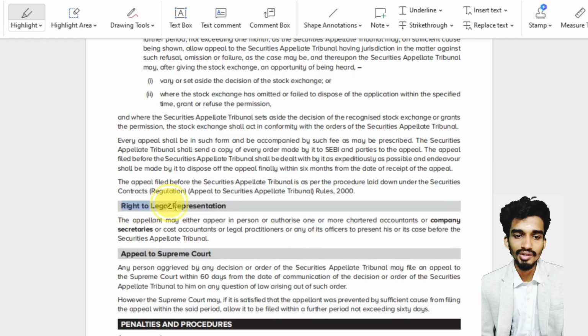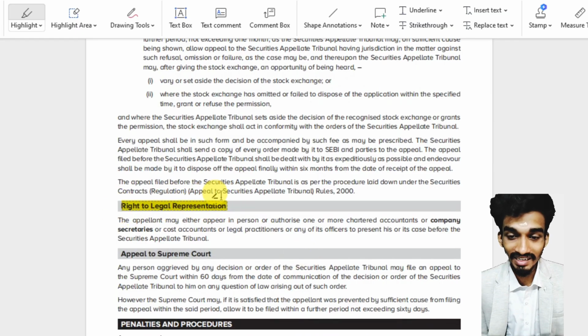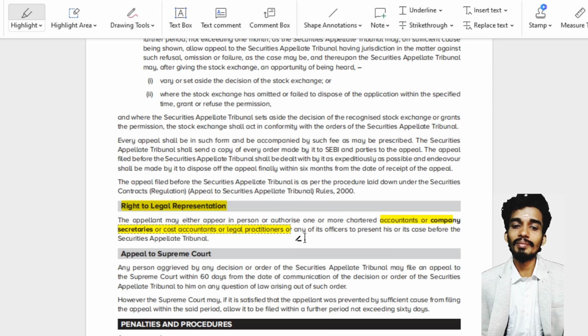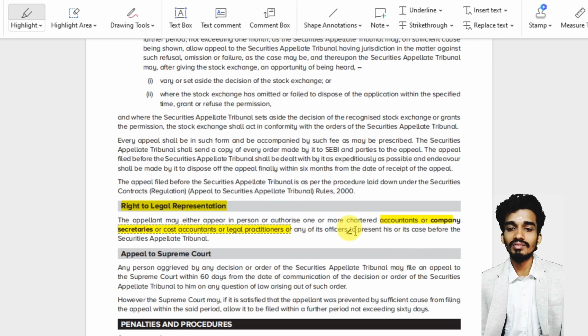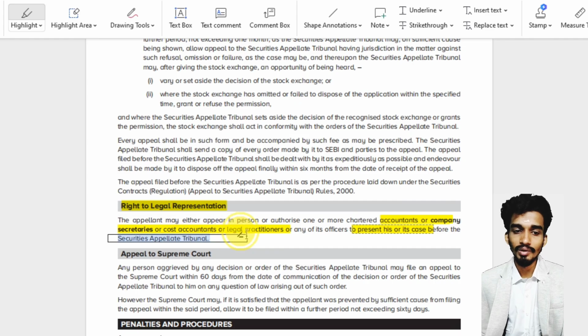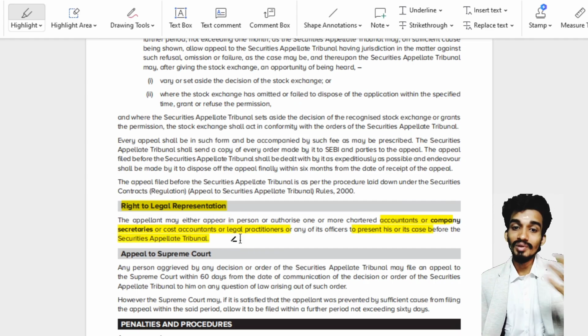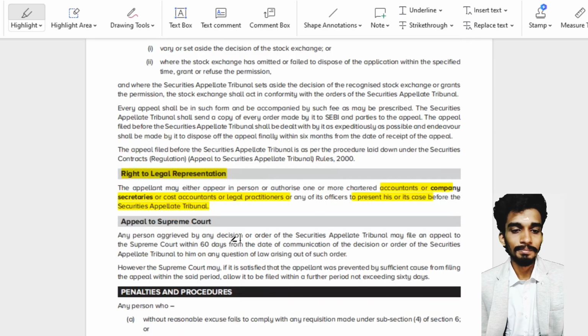Right of legal representation. This is where we company secretaries have been given recognition. We company secretaries can legally represent in any legal matters. So CA, CS, CWA, or legal practitioners can present their case before the SAT. In SAT, we have been given legal recognition as legal representation. We can legally represent in the SAT.